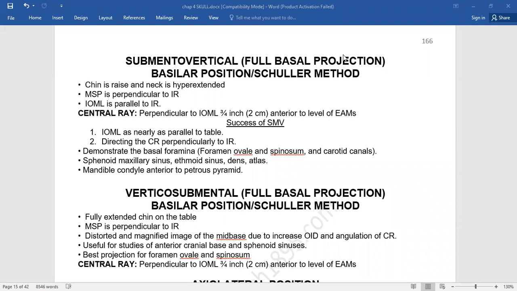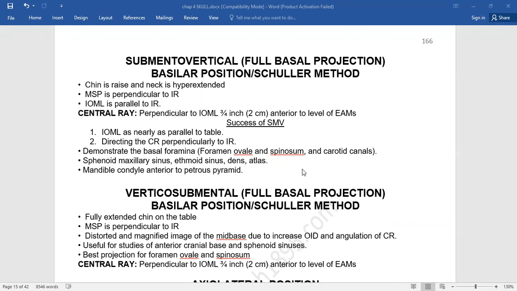Okay, so good day everyone. This is the continuation of our discussions on the skull series for radiographic positioning. Last time we discussed the basic positionings, projections and views for skull examination. So this is the continuation.